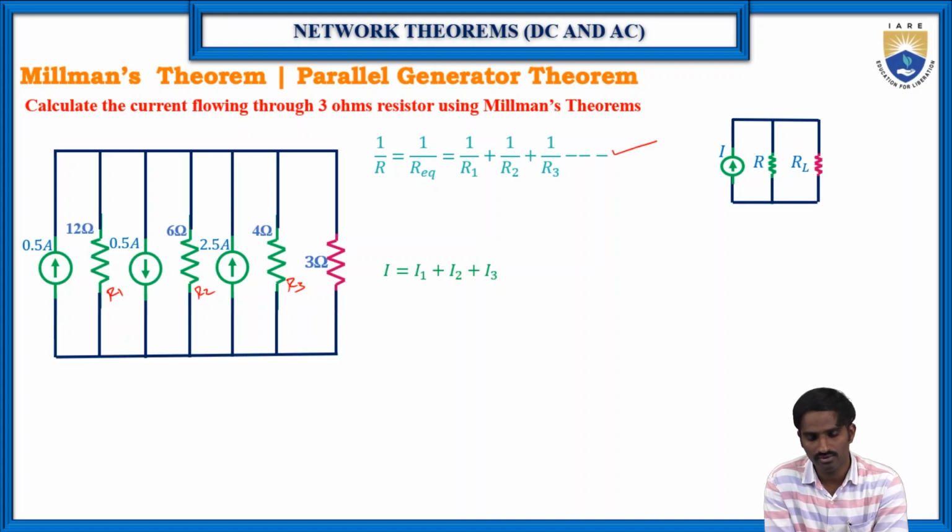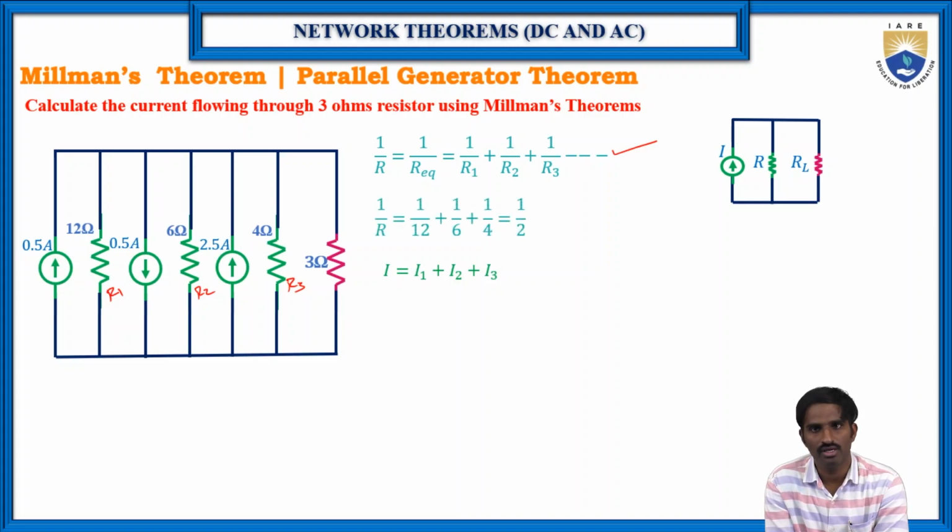Then to find the I value, I is simply the addition I1 plus I2 plus I3. Of course, the sign depends on the direction of the currents, whether all the current sources are in the same direction or not. If the same direction, then we simply put the positive sign, and if it is the opposite direction, then we consider one as the positive reference direction, and the opposite should be the negative value, right?